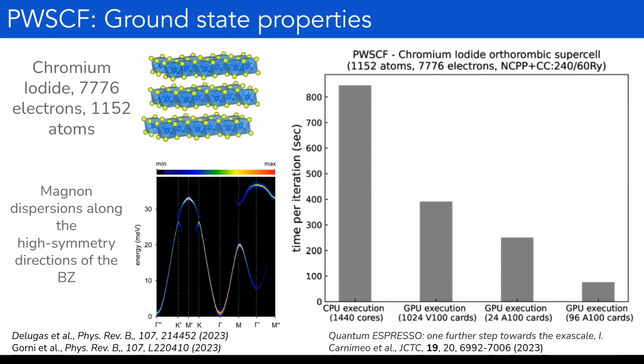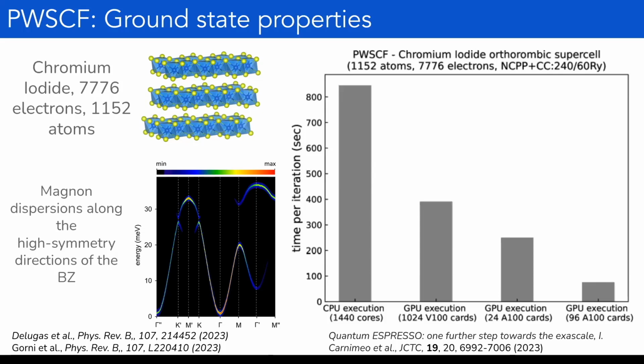Here we have quite a large system. It is chromium iodide, with 7,000 electrons, and the gray bars are computational times for one SCF step using PWSCF on different hardware. You can see the leftmost bar is the time for a CPU execution using 1,400 cores. In the bars on the right, you can see this time is much lower by using different GPU-accelerated architectures. In the last bar, you can see that using only 96 GPUs, you can go one order of magnitude faster than a full CPU calculation.